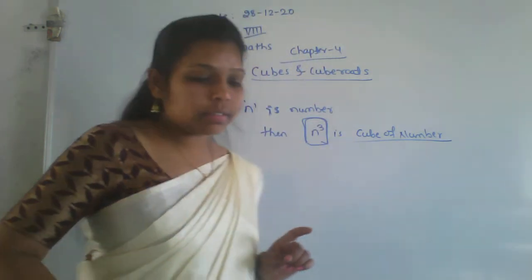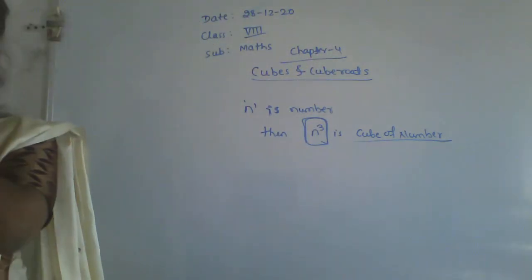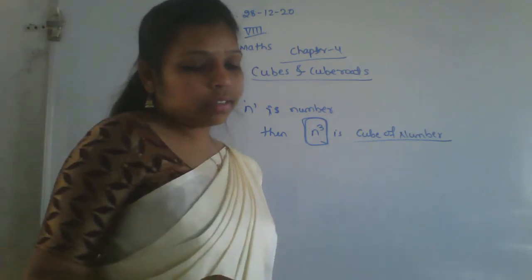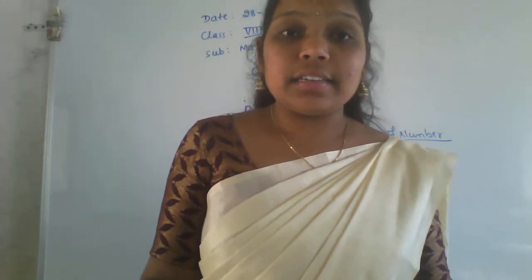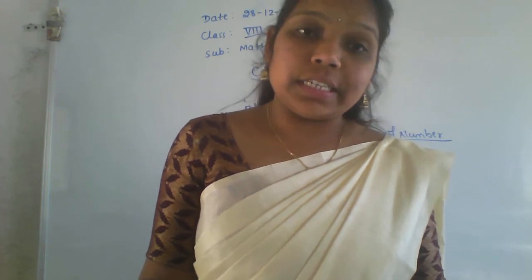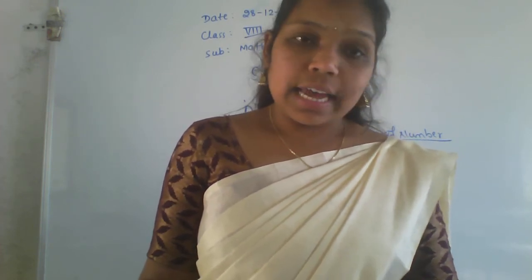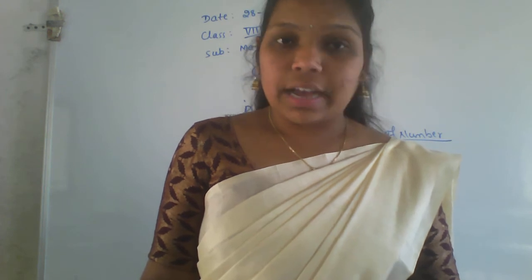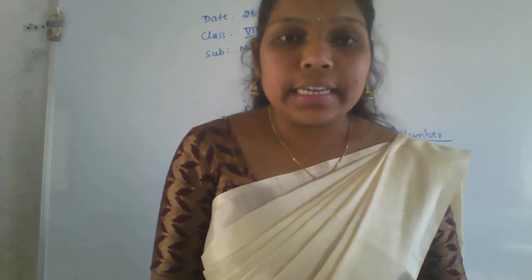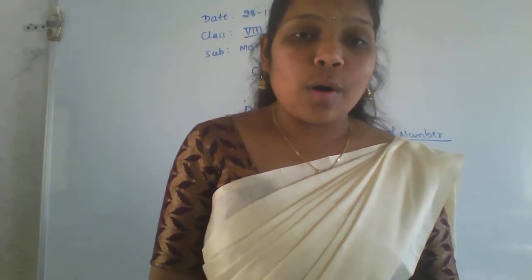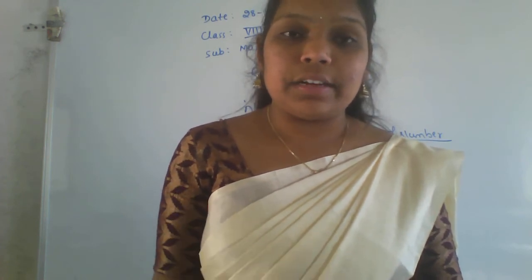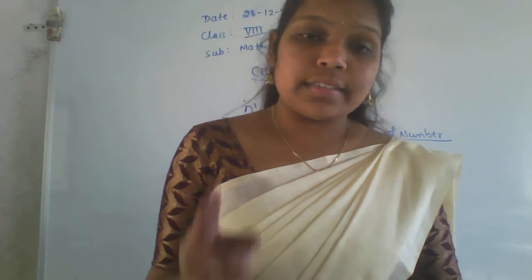Next, the second property. What is the second property here? The cube of an odd number is odd. Take any odd number, like 3 or 5. What is the cube of 3? That is 27. And what is the cube of 5? That is 125, right? So if you take any odd number and cube it, the cube of an odd number is always odd only. So the cube of an even number is even, and the cube of an odd number is odd. That is the second property.